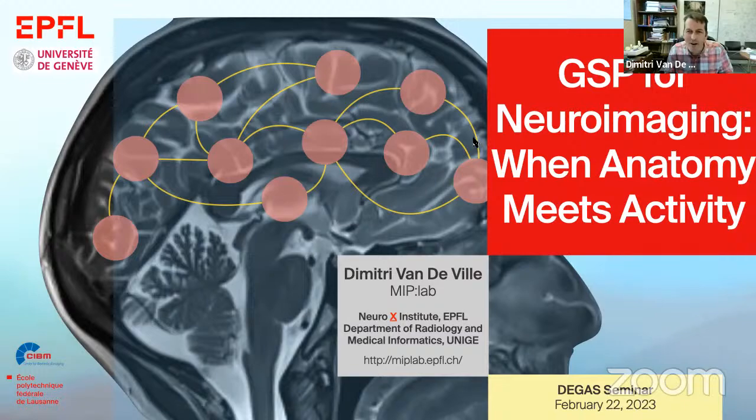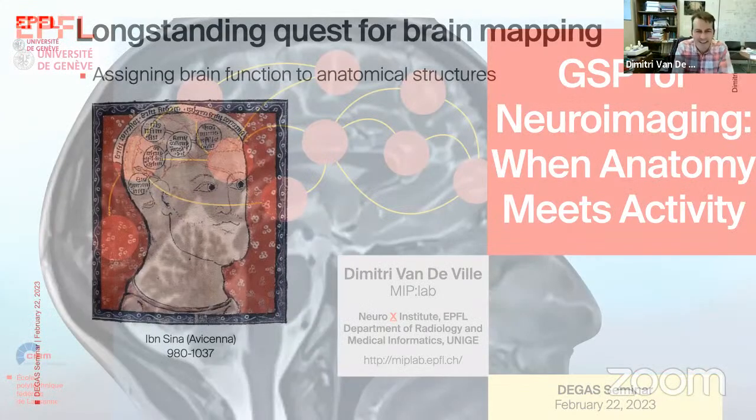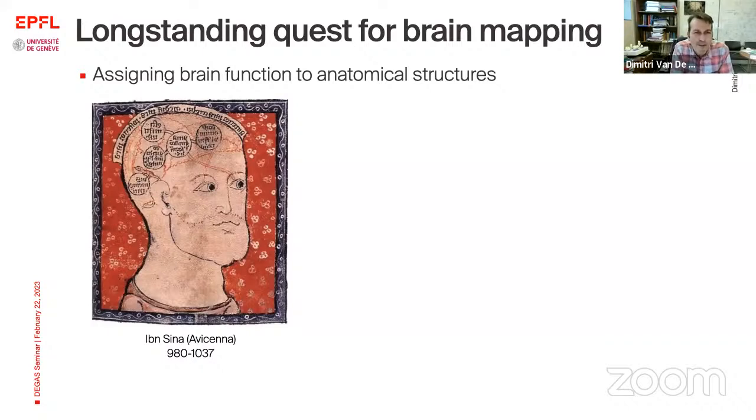So let me maybe start with just a very quick historical perspective, because humanity has been for a very long time already looking to map the brain, which refers to the fact that we want to assign specific functions to specific anatomical brain regions. And this idea that there is specialization in the brain dates back to at least 1 millenary, where we had Ibn Sina in Persia, Avicenna, as he was known in the West, who already in his Canon of Medicine proposed this idea that you had specialized brain regions, as you can see here on this picture.